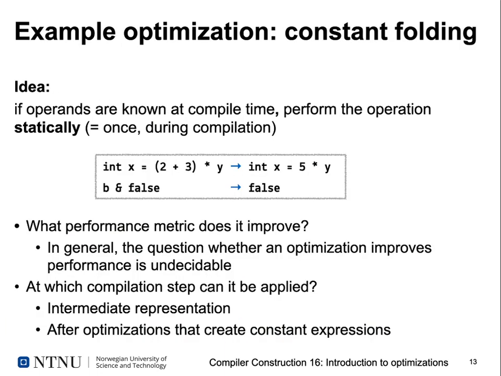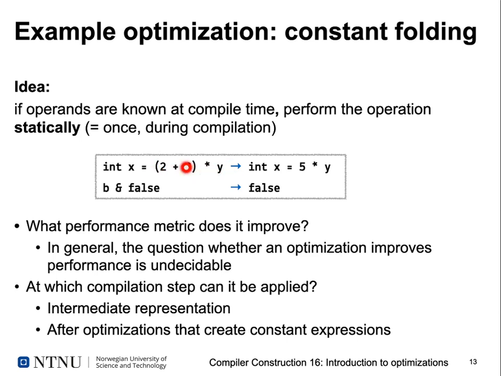So let's look at one example optimization we've already seen in action, and this is constant folding. So the idea of constant folding is, if the operands of an arithmetic expression are already known at compile time, then we can actually perform this operation statically. So statically always means, in terms of compiler, we do it during compilation instead of during runtime. And so this means we only have to do it once while we're compiling the program, and not a million times when we execute the program. So some very simple examples here are this expression here. So int x equals 2 plus 3 in brackets times y.